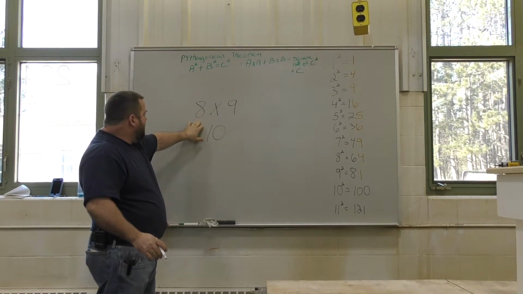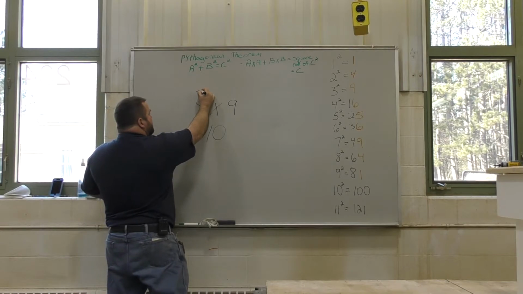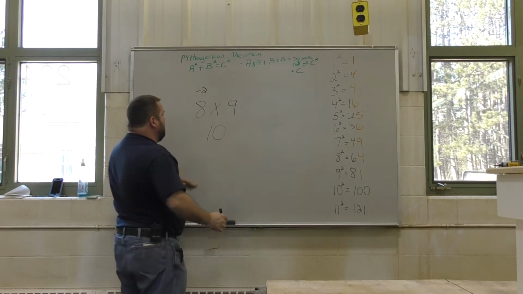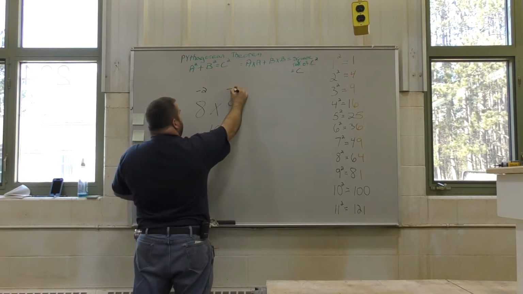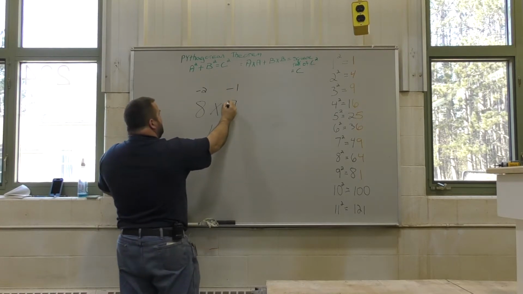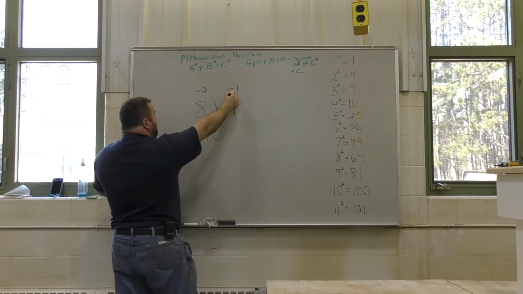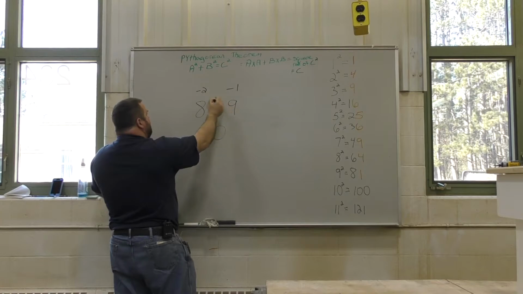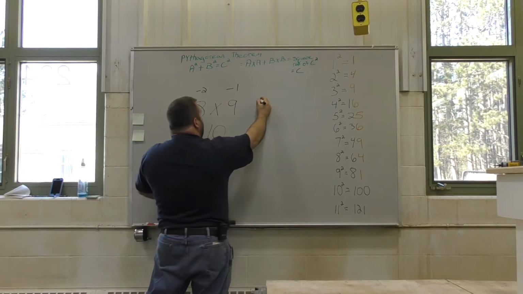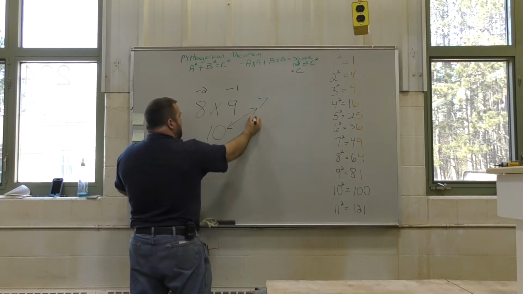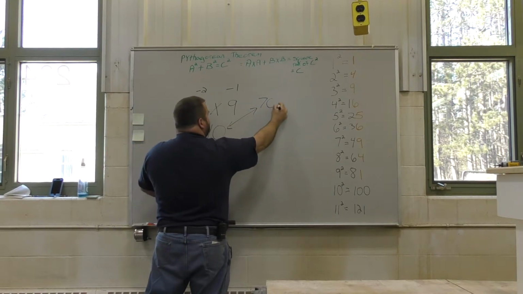We know that 8 is 2 less than 10, so negative 2. We know that 9 is 1 less than 10, so that's minus 1. So 8 minus 1 is 7. 9 minus 2 is 7. So we know we have 7 times our 10 unit, 70.